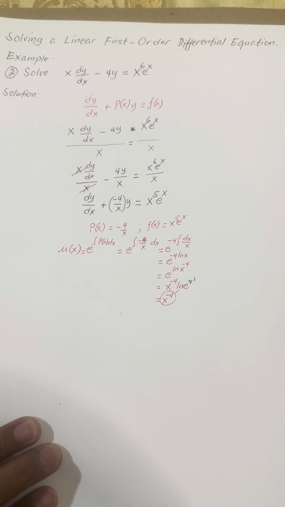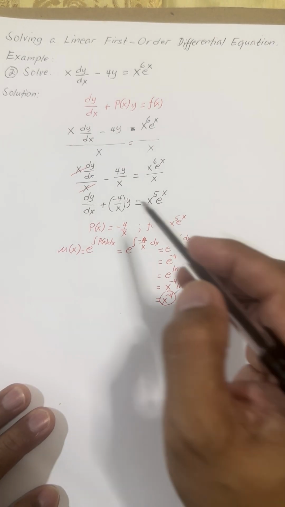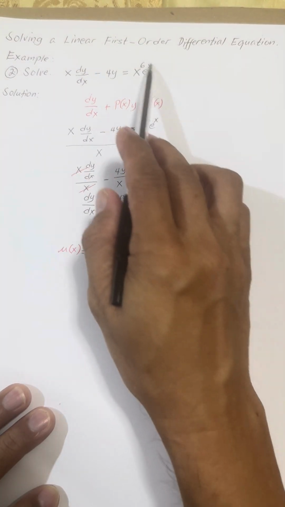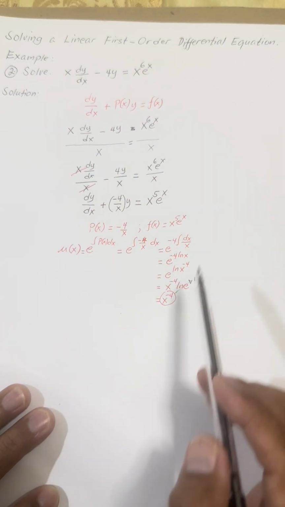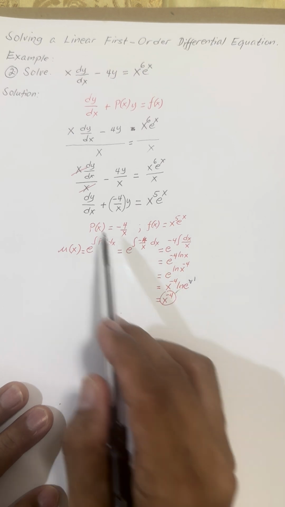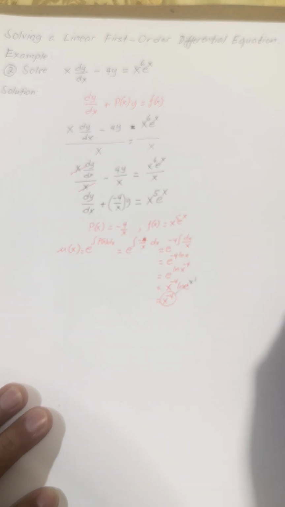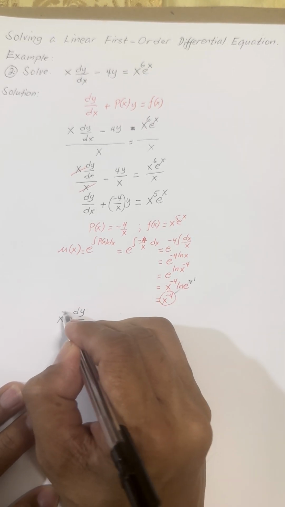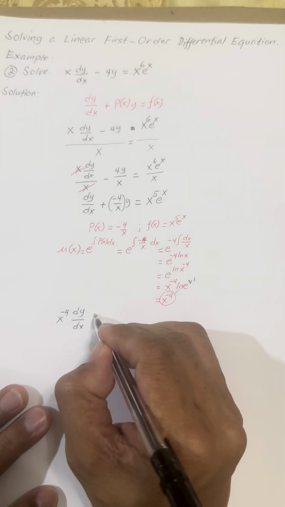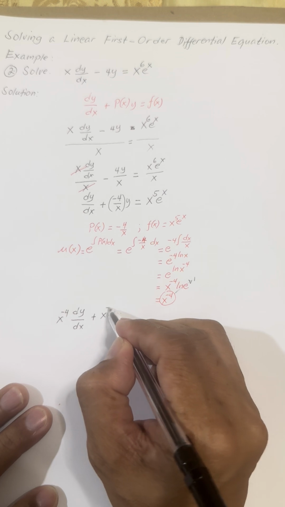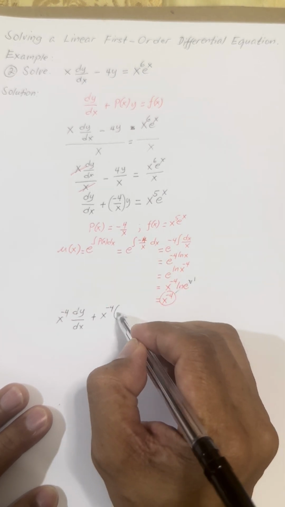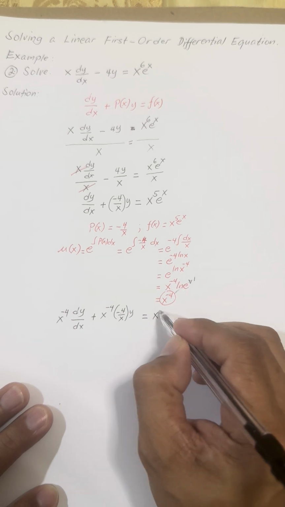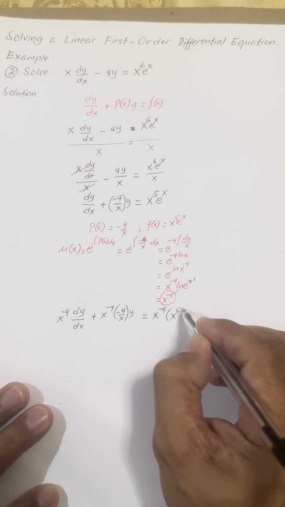Okay? So the next step that we're going to do is to multiply its terms. This is the standard form of the given differential equation. This is the given differential equation, and we transform this into its standard form. Then we got the mu of x, so we have to multiply this mu of x to each of these terms. So we can rewrite now dy over dx multiplied by x to the minus 4, then plus x to the minus 4 multiplied by negative 4 over x times y, equal to x to the minus 4 multiplied by x to the power 5 times e to the x.